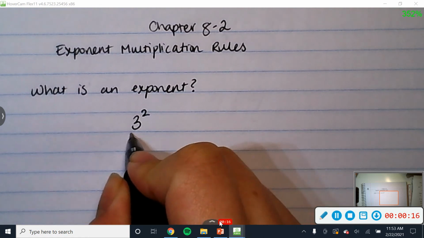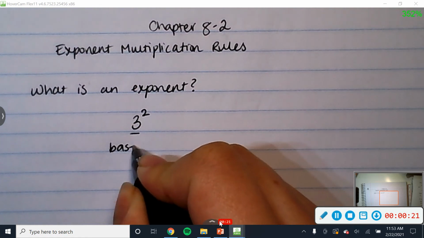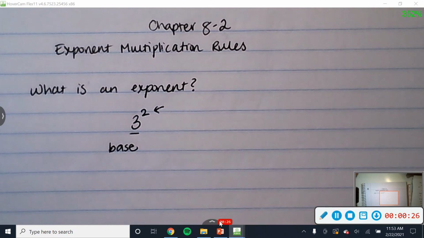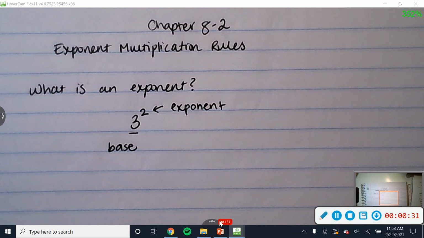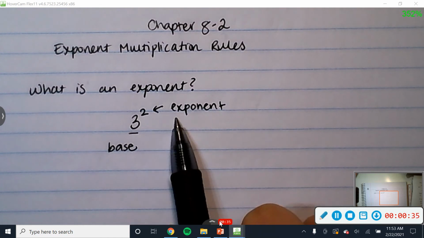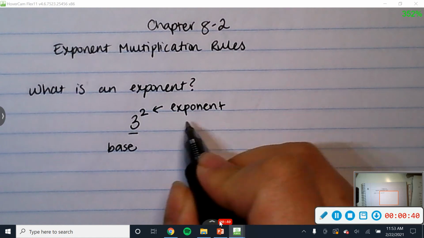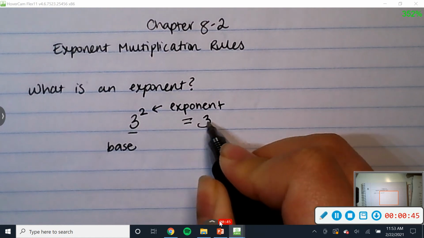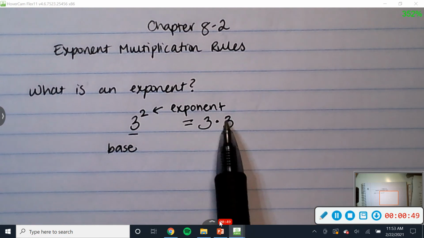The number or the variable that's the larger one is called the base. And the actual exponent itself is the smaller number that's written up top. So this smaller number is our exponent. So in this case, our 3 is the base, 2 is the exponent. And what these numbers mean is that our base is being multiplied 2 times. So that means 3 squared is the same as taking 3 times 3. So we're multiplying the base however many times by the exponent.